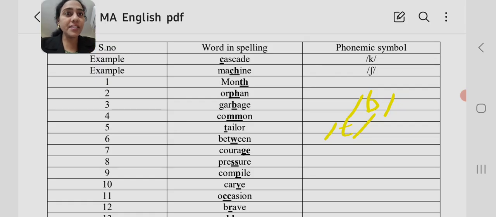Suppose here the word is given as cascade and only the beginning C is underlined and we are writing only one phonemic symbol for that. But in the exam it will not be asked for one sound. It will be asked for the whole paragraph or the whole conversation or the whole sentence, the set of sentences which are given. Definitely, if you practice first with one sound, you will be able to write for the other sounds also in the same word and for all the words in a particular paragraph.